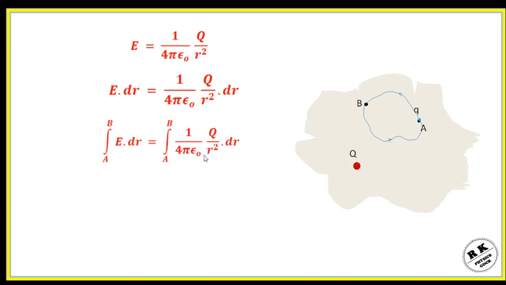So we can write comfortably these things outside the integration: Q by 4 pi epsilon naught outside the integration. Then it becomes integral of 1 by R square dr. If we integrate it, we will get minus 1 by R. Now if we apply the limits from A to B, we are moving on to the next slide.